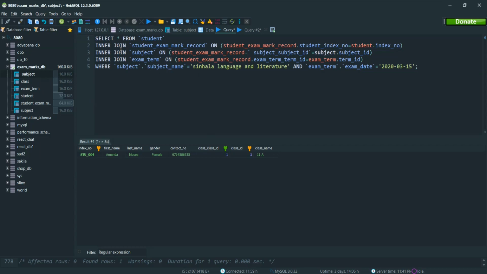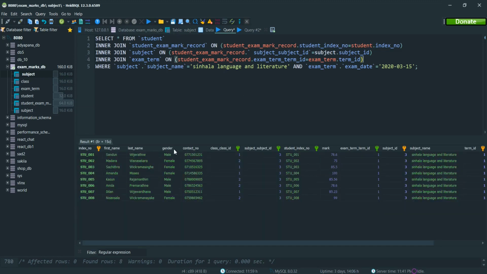Here I have used 3 inner joins to combine these 3 tables, which are student exam mark record, subject and the exemption table. Here we can see the conditions we have used to combine the tables. So now let's see the result.